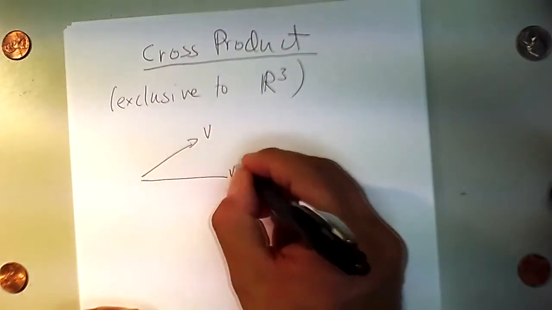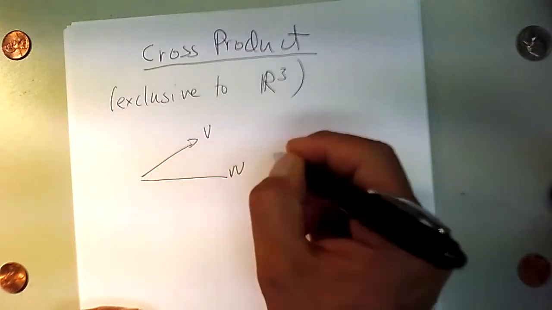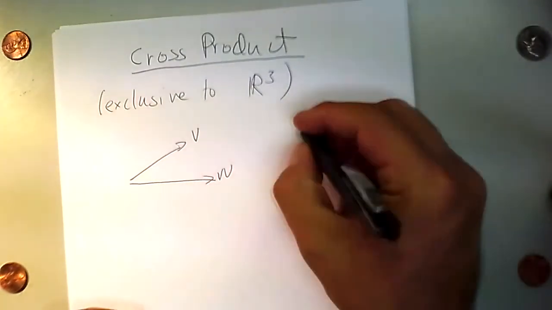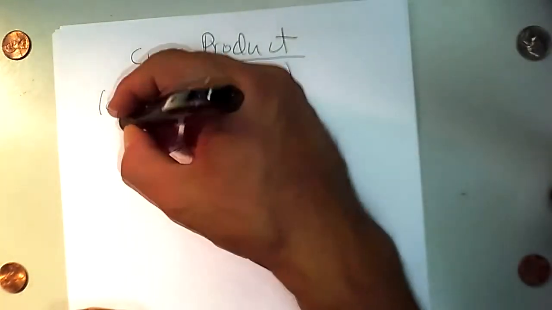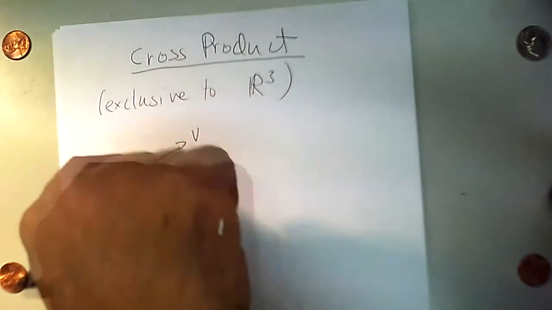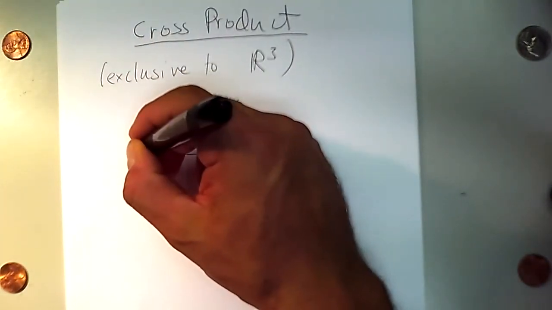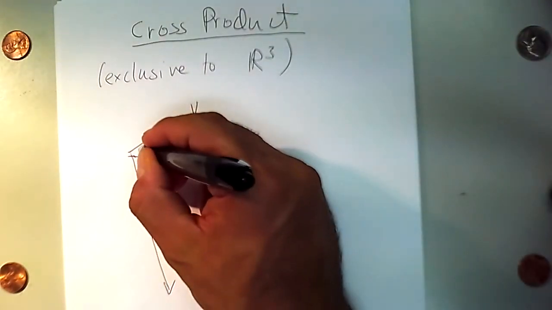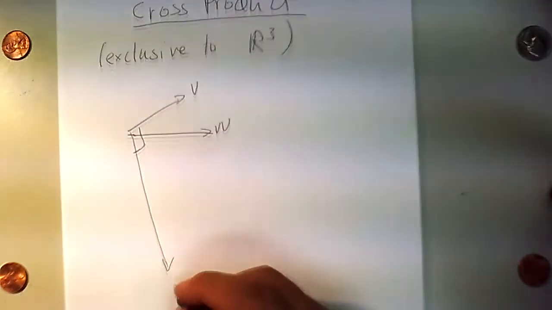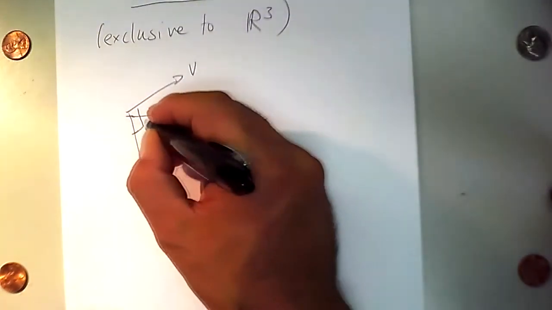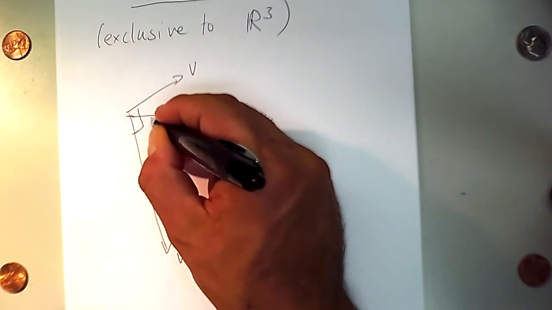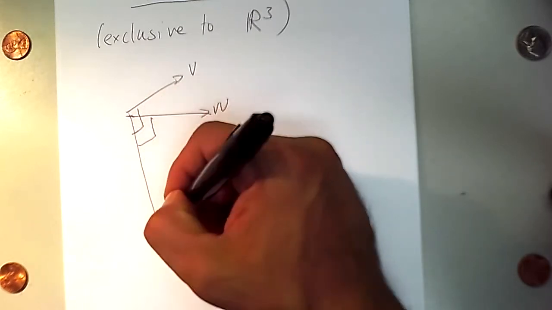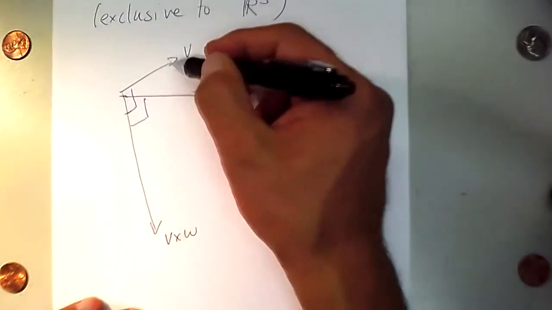If you have two vectors, V and W, and they don't have to be 90 degrees, and you find the cross product, which we're going to denote with V cross W, we're going to end up with a vector that goes this way. It will be perpendicular to V, and it will also be perpendicular to W. So we're going to end up with a third vector, V cross W, that is perpendicular to those two.